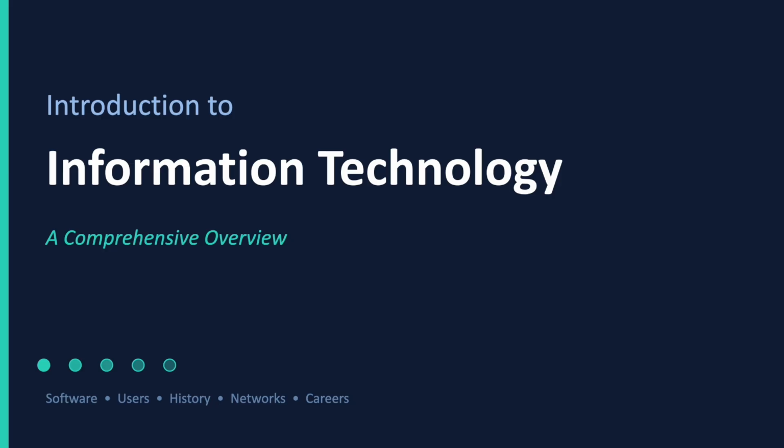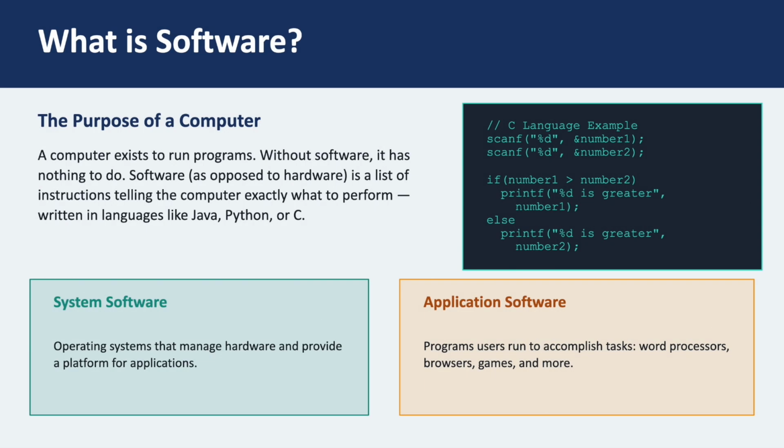What is the purpose of a computer? Simply put, its purpose is to execute programs. Without software to run, a computer sits idle with no task to perform. A program, commonly referred to as software, as opposed to the physical hardware components, is essentially a collection of instructions that tells the computer exactly what to do.